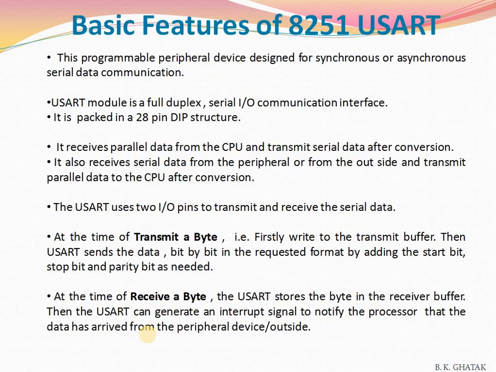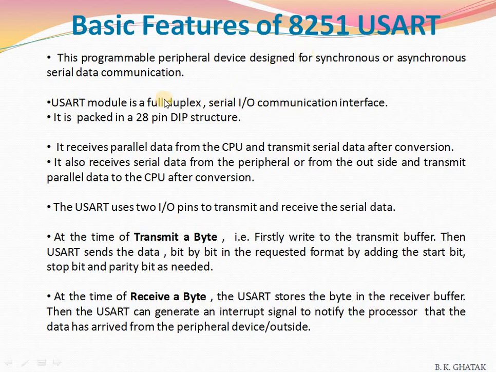So have a look at the basic features of 8251. This is a programmable peripheral device designed for synchronous and asynchronous serial data communication. Basically the USART module is a full duplex module. That means it can transmit and receive data at the same time, and it is a serial I/O communication interface. So it can transmit or receive data.